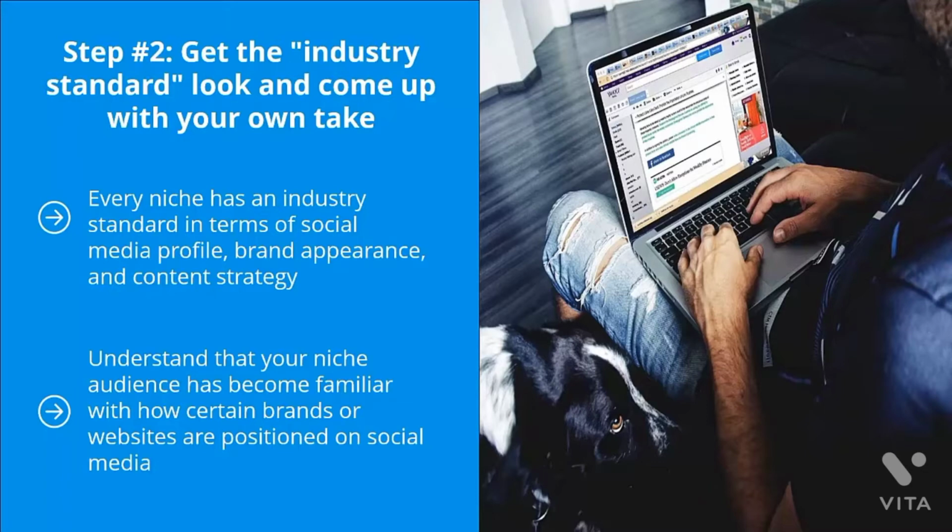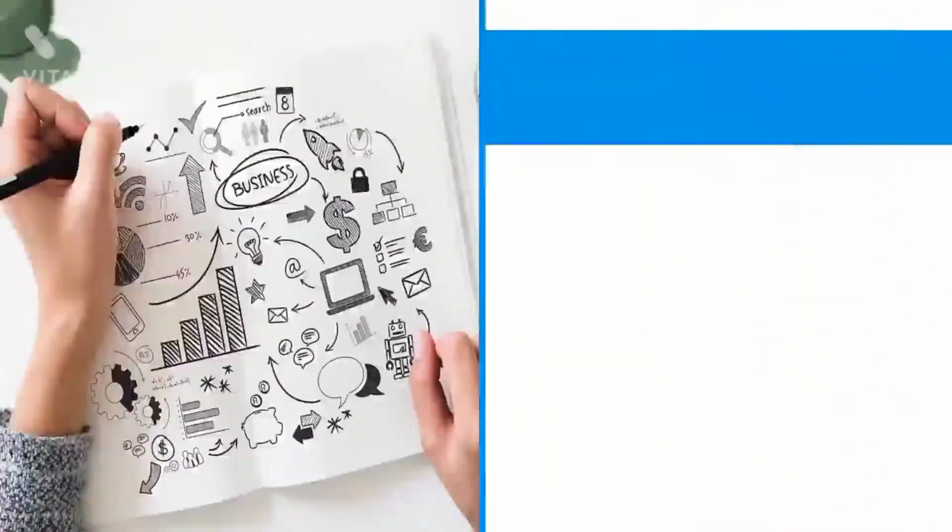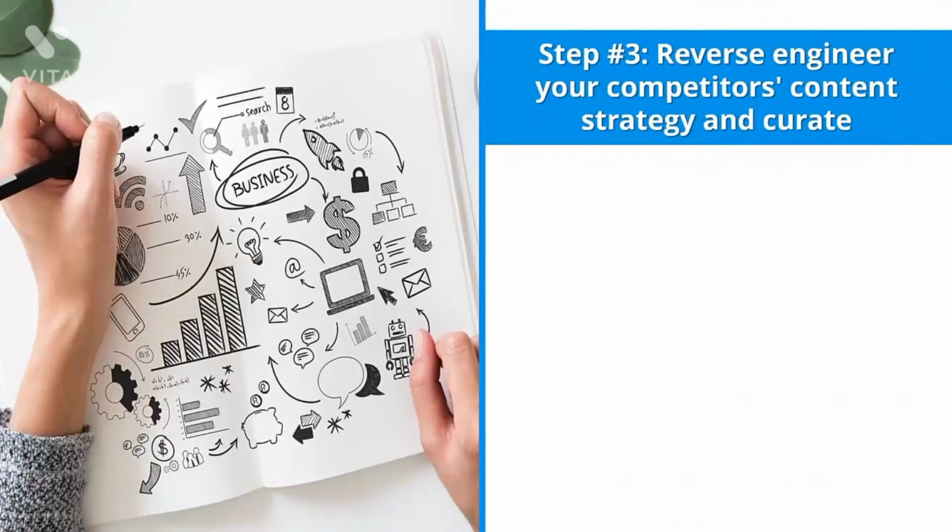It may seem weird to them because it seems so far off from the industry standard. Your job at this step is to figure out the industry standard look, content strategy, and other elements and come up with your own take. Step number 3, reverse engineer your competitors' content strategy and curate.